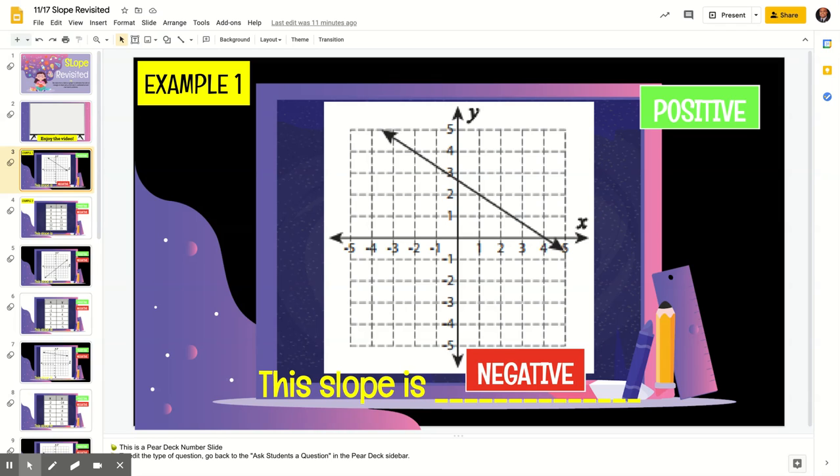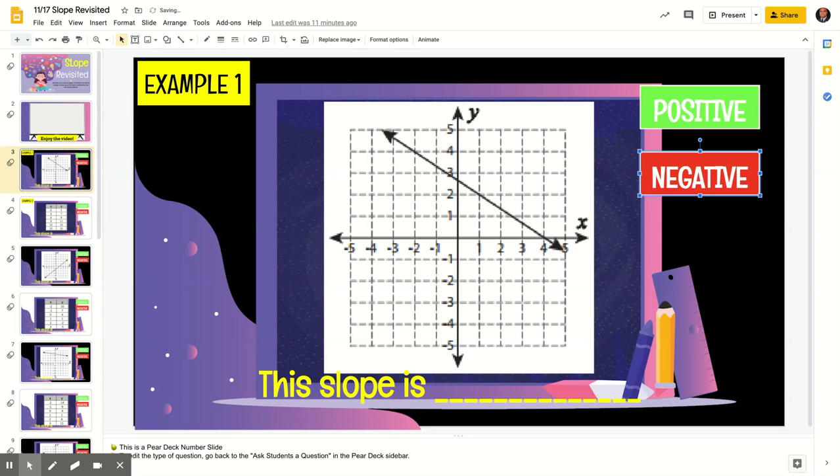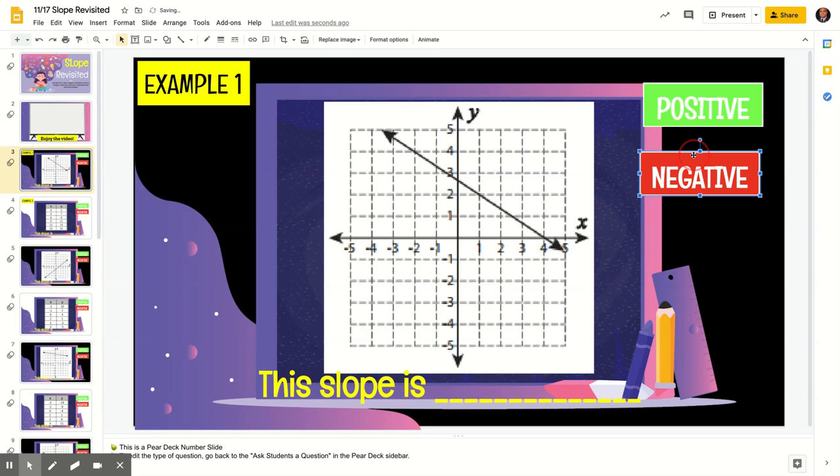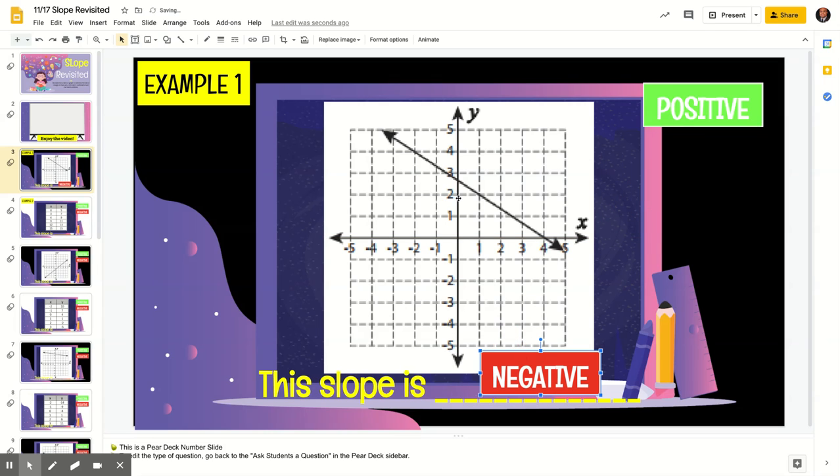Today, all we need to do is figure out: is the slope positive or negative from a graph or a table? If you think the answer is positive, be sure to grab positive and put it there. But as I already said, the answer is not positive. The answer is negative. So this slope is negative. And you look at the graph to determine that.